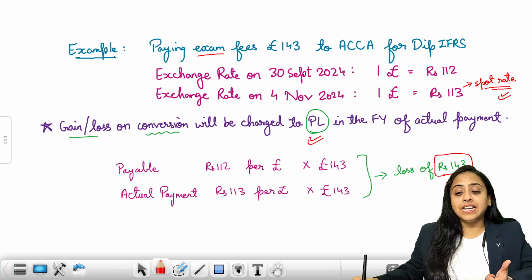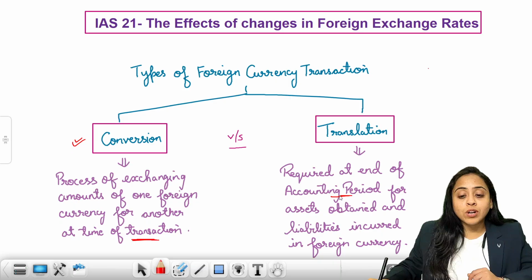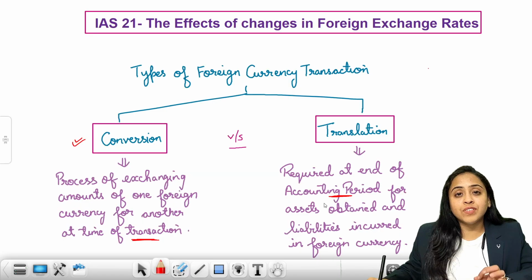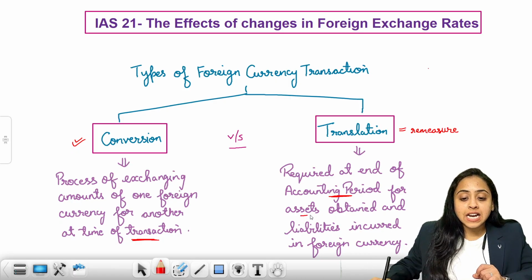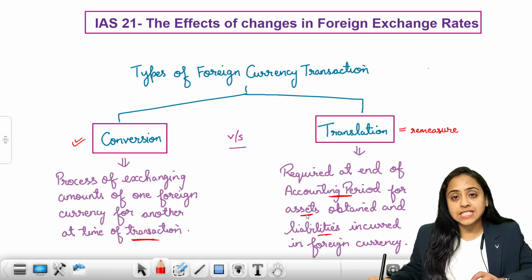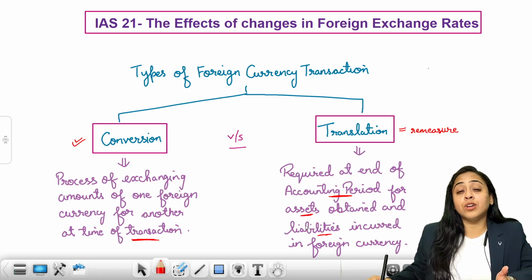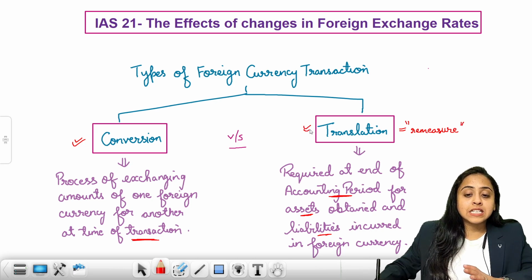On the other hand, the next terminology is translation. At every reporting date, at every end of accounting period, when you're preparing a financial statement, you're required to remeasure each and every asset or liability that has been done in foreign currency. Any asset that has been obtained in foreign currency, or any liability that you're required to settle in foreign currency, those will be remeasured. This remeasurement is known as translation.